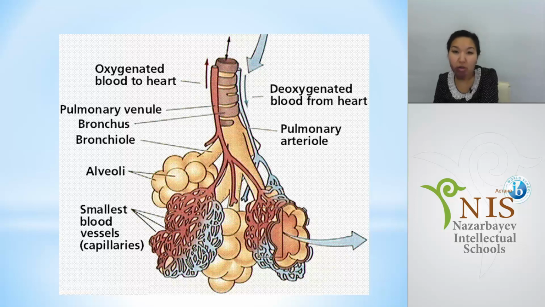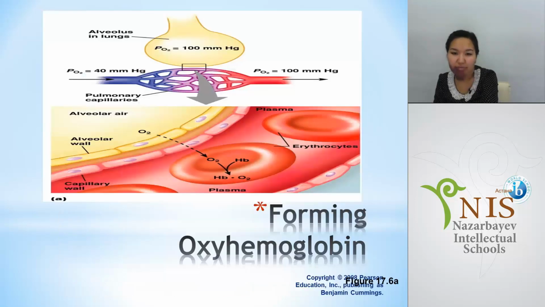Oxygenated blood goes to the heart. Deoxygenated blood comes from the heart. Deoxygenated blood goes to the heart. Forming oxyhemoglobin. Here you can see the picture of the capillaries which surround the alveoli, and how hemoglobin can carry oxygen.